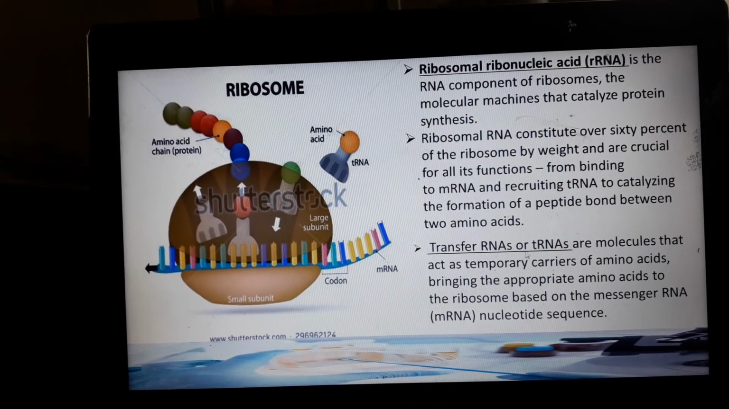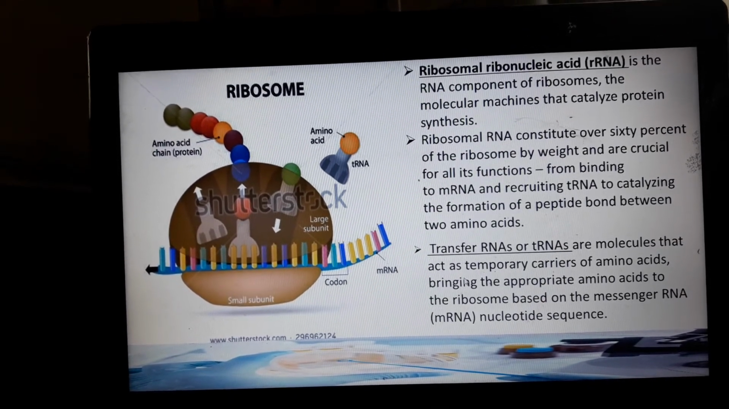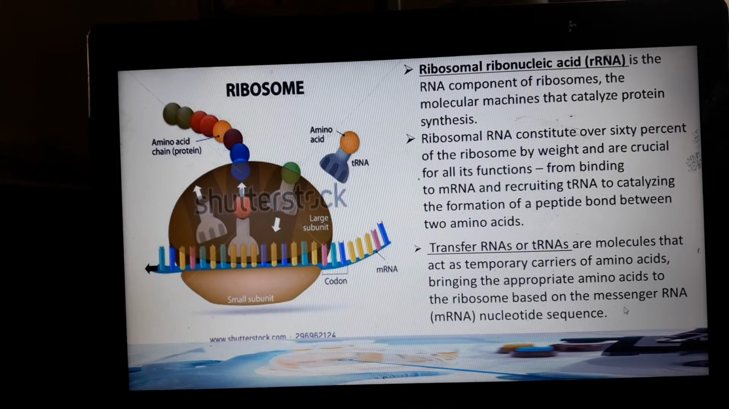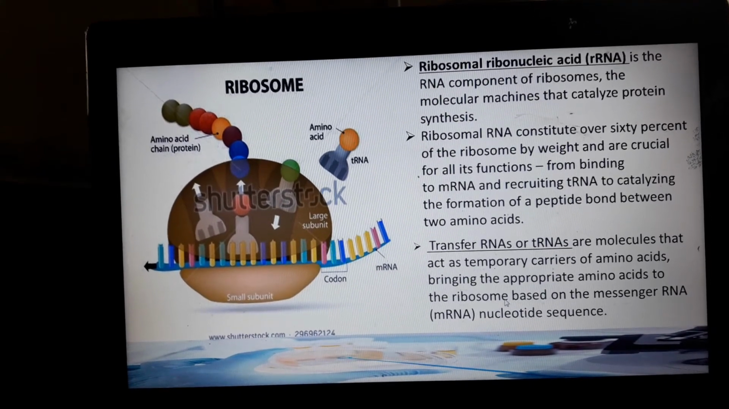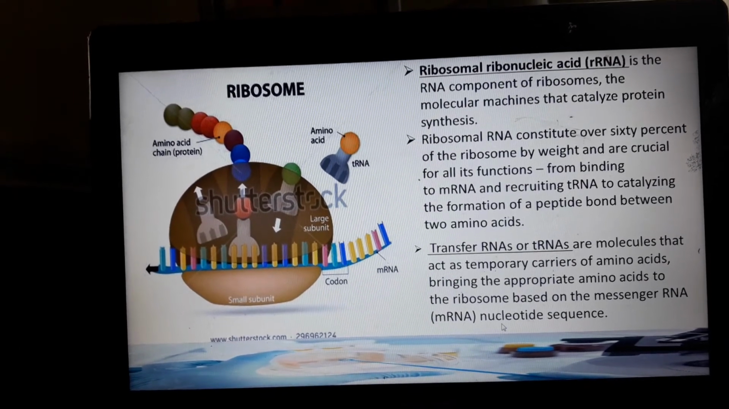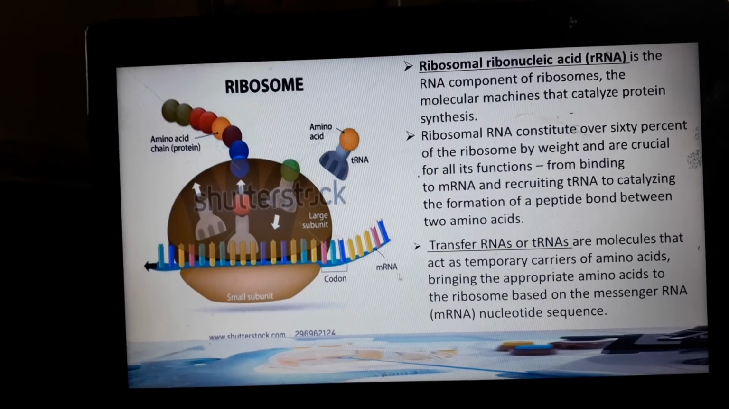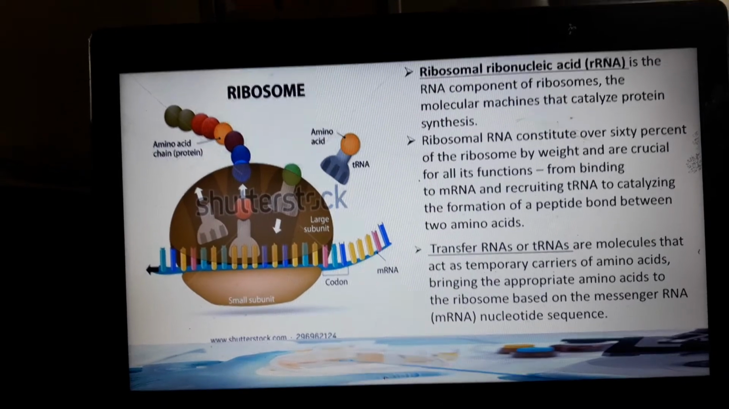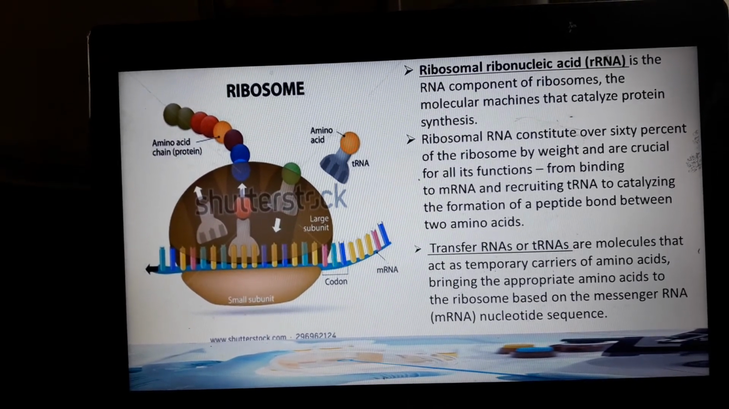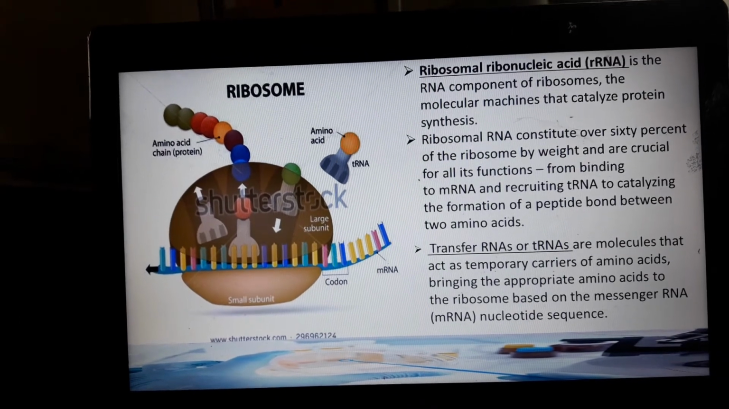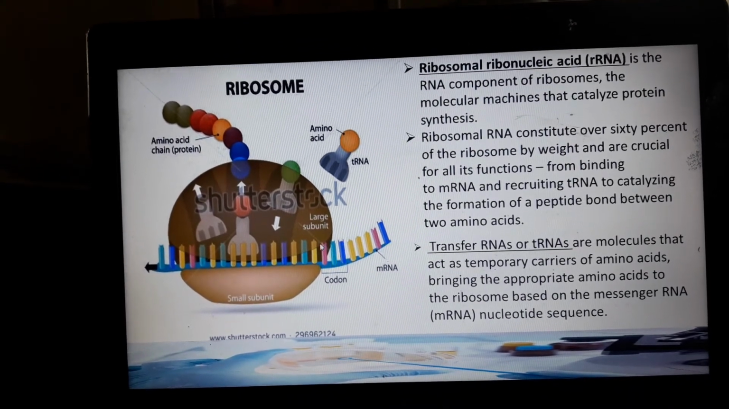Okay, molecules of transfer RNA or tRNA act as temporary carriers of amino acids, bringing the appropriate amino acids to the ribosomes. This is the ribosome base, as what I've told you, on the messenger RNA nucleotide. Kasi ang messenger RNA is in charge of the message. Okay? And siya yung integrate ng mga proteins or the reactions or the processes involved during the protein synthesis. It is the messenger RNA.